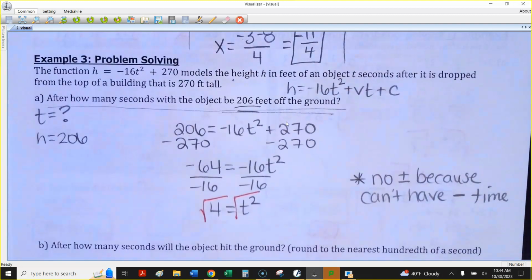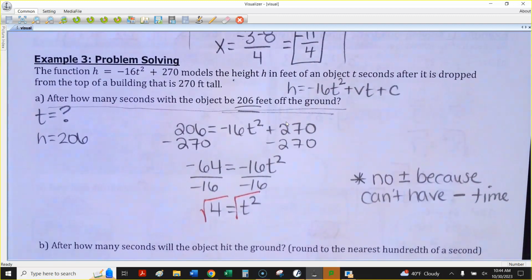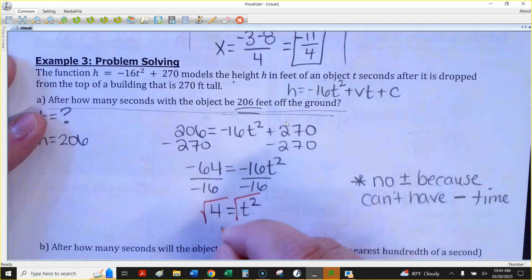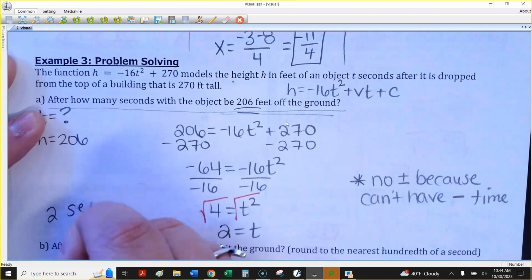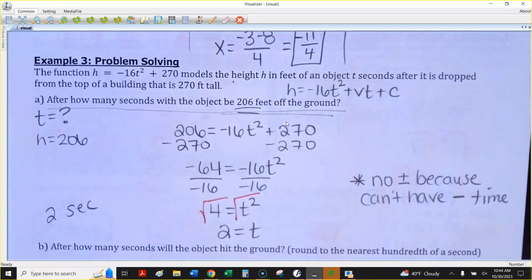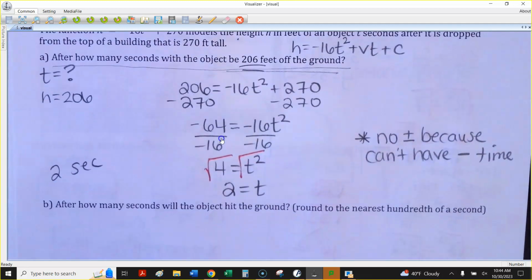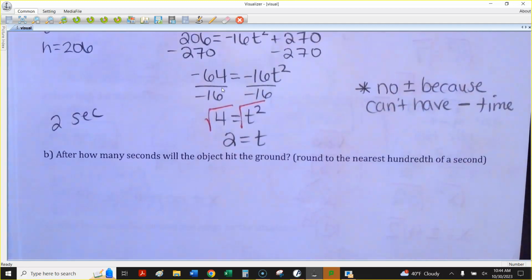It doesn't work like that. So when you do this, algebraically, if I just gave you the equation, it'd be plus or minus 2, but because it's attached to this situation, 2 is going to be my time. So it'd be 2 seconds for the object to reach that height. So any of these that are like a word problem, it's probably going to be a good thing to think through: should I put the plus and minus symbol?